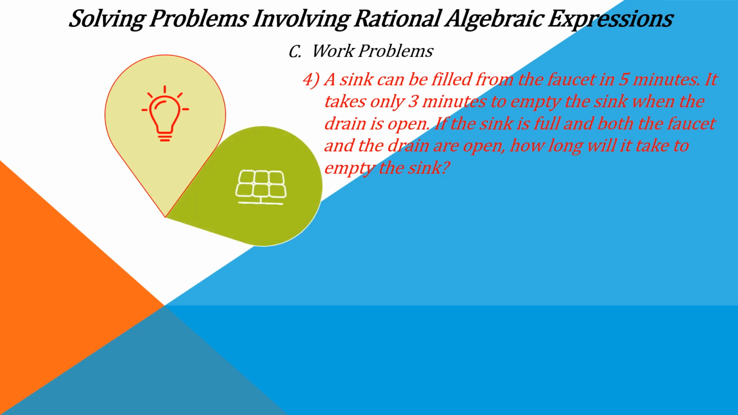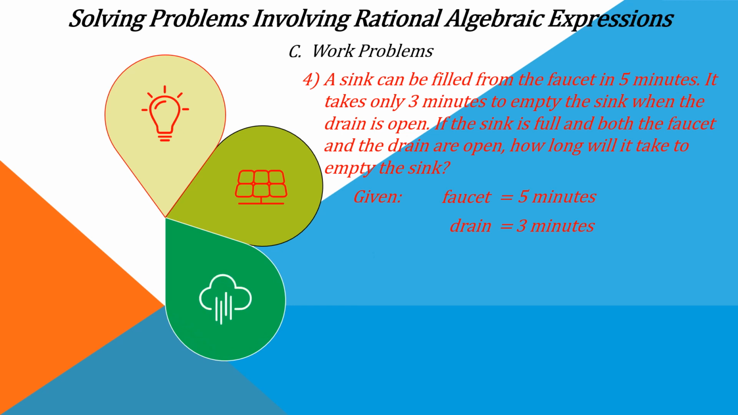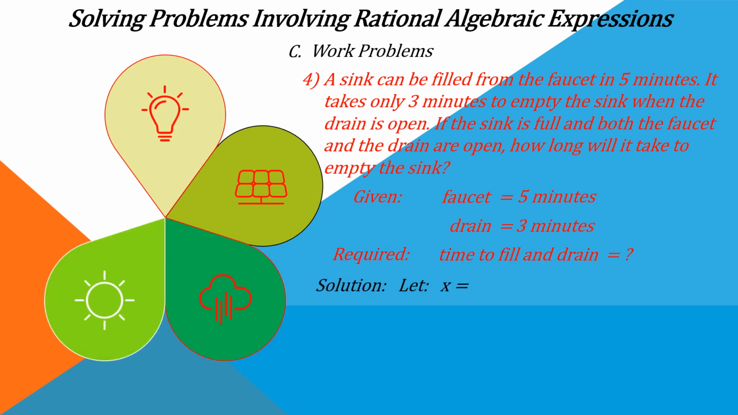Let us take the given. Given faucet is equal to 5 minutes. To drain, it is only 3 minutes. Required time to fill and drain the sink. Solution. Let X be the time to fill and drain the sink. Time to drain one full is equal to 3 minutes. We have already, we need 3 minutes to drain the present condition of the sink, which is full.